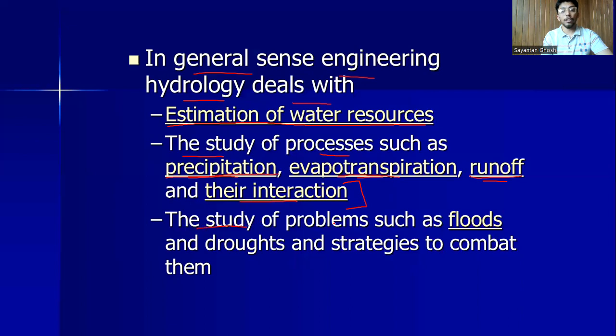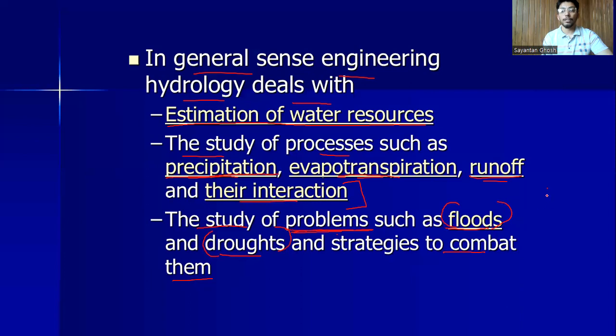Next is the study of problems such as floods and droughts, and strategies to combat them. Here there are two important words. The problems we are discussing are how we will get people out of trouble. One problem is the flood which is occurring, and the other is the drought. And we have to come up with strategies to combat them. So we are not combating the flood or the drought. Flood is a natural process which we cannot stop, and drought is a natural process which we cannot stop.